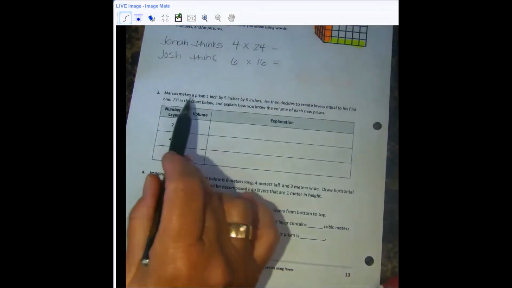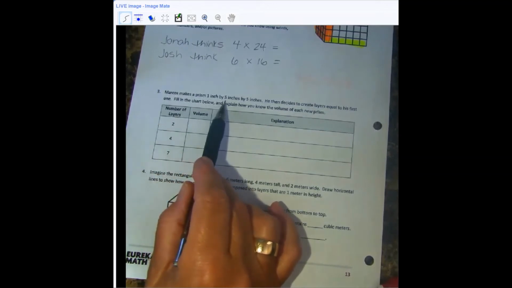Marcos makes a prism 1 inch by 5 inches by 5 inches. Okay. So this is using cubic inches. I do not have cubic inches. What do I have here? I have cubic centimeters. But the cubic inches are going to be the same. They're just going to be 1 inch by 1 inch by 1 inch.